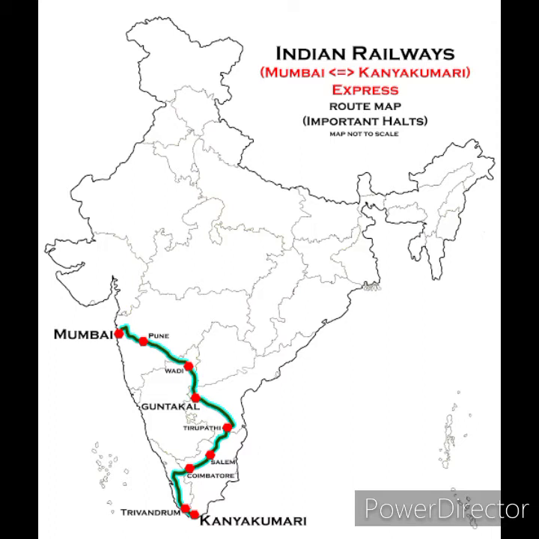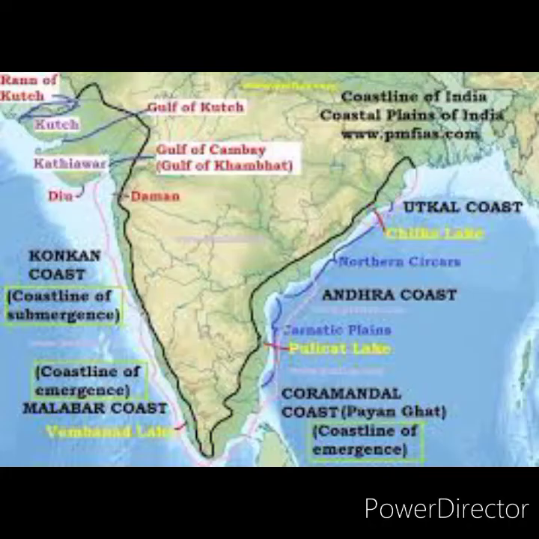Now let's talk about western coastal plains. The western coastal plains lie between the Western Ghats and the Arabian Sea. You can see in the picture, children, on the left hand side near the Western Ghats and the Arabian Sea. It extends from the Gulf of Kutch in the north to Kanyakumari in the south.